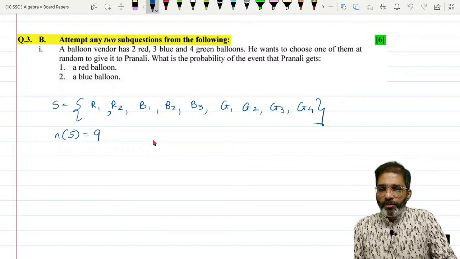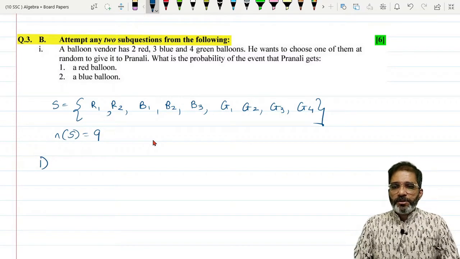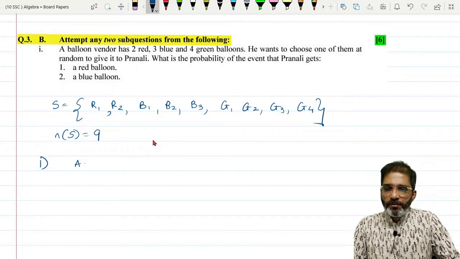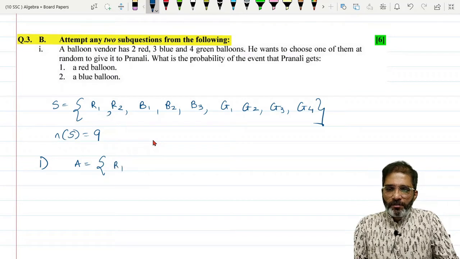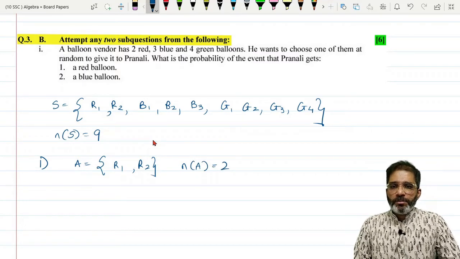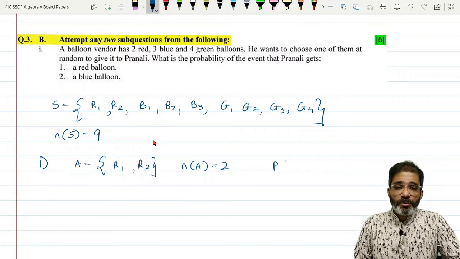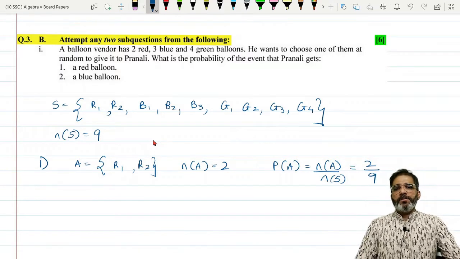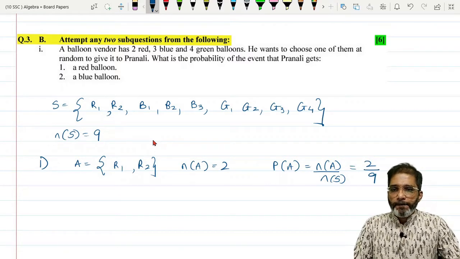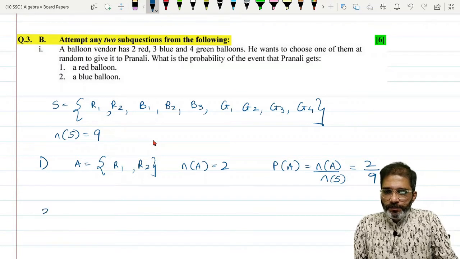We have to find two probabilities. So the first one is for the red ball. So let that event be A. Yes, so that is R1, R2. So n(A) is 2. There are total 2 outcomes because there are only 2 red balls. So the probability of A is n(A) upon n(S), that is 2 by 9. Right?